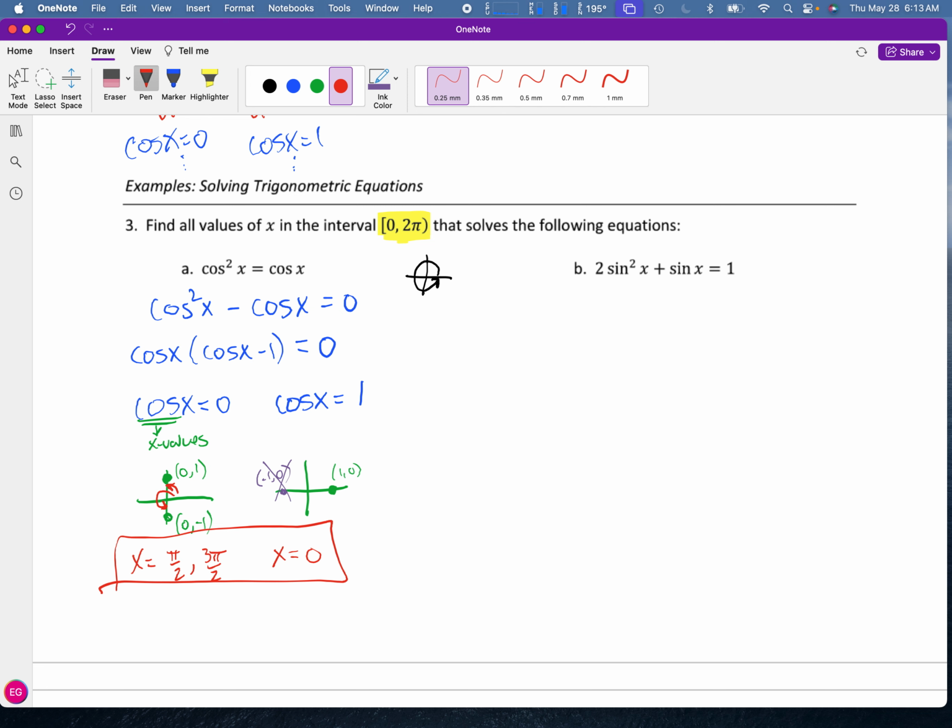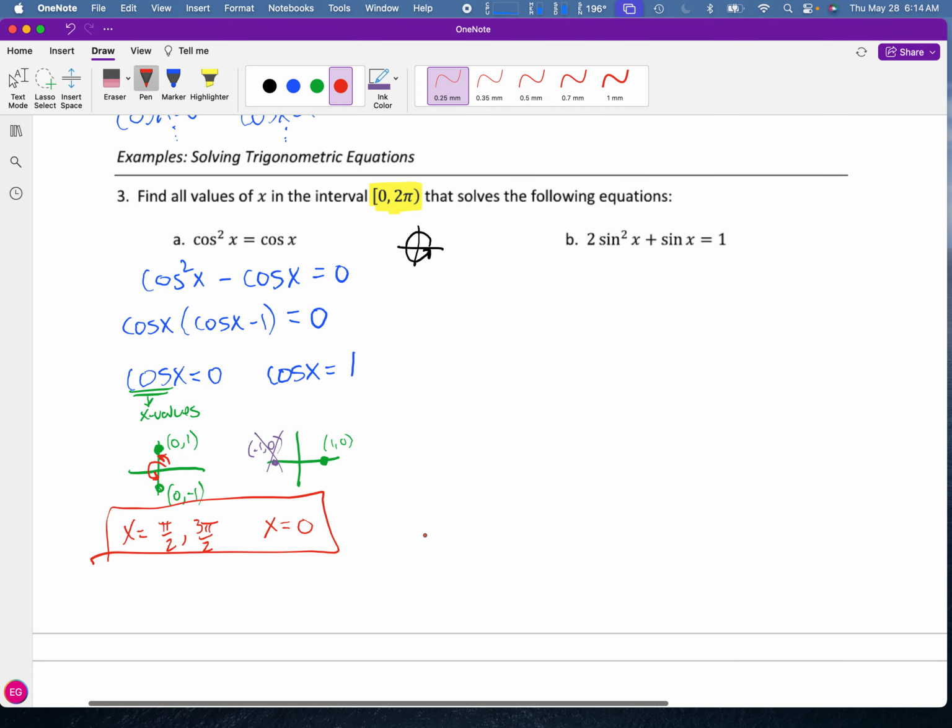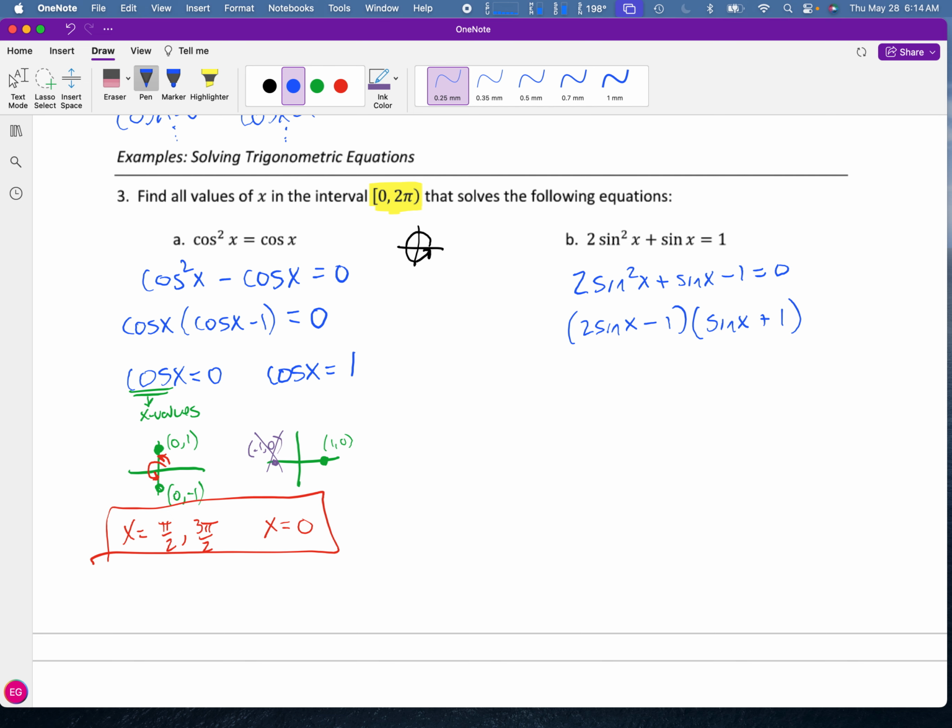So pi over 2, 3 pi over 2, and 0 would all solve the equation cosine squared x equals cosine x. We're going to do the exact same thing over here. So I'm going to do exactly like we did up above in the warm-ups. I'm going to subtract the 1. I'm going to factor it. So if you need to use the full AC method, go for it. I'm going to not do that and hopefully not mess it up. I don't think I did.